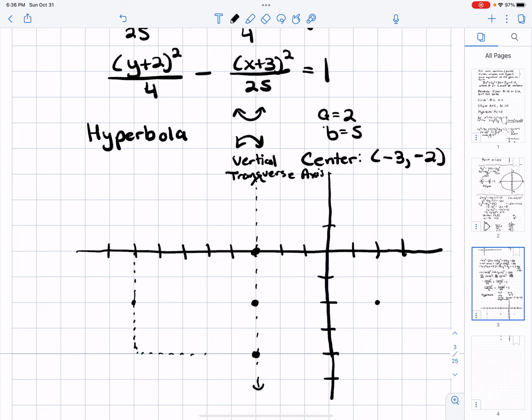And remember, that rectangle is just a tool. It's not officially part of the graph. But that rectangle helps me to recognize where the asymptotes are going to go.